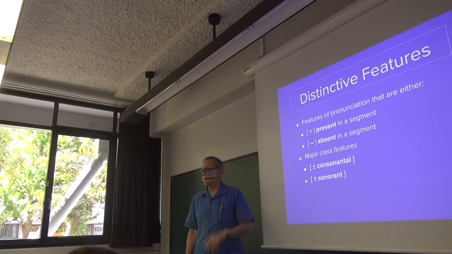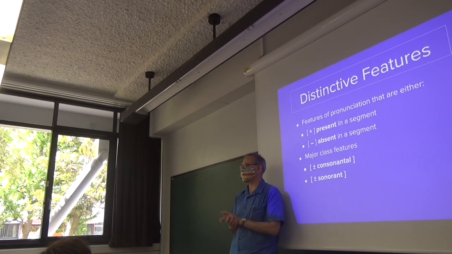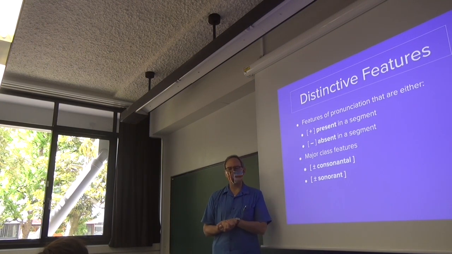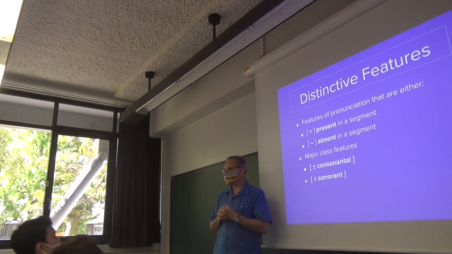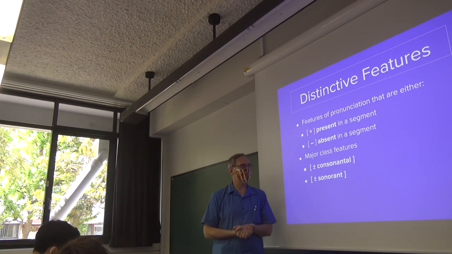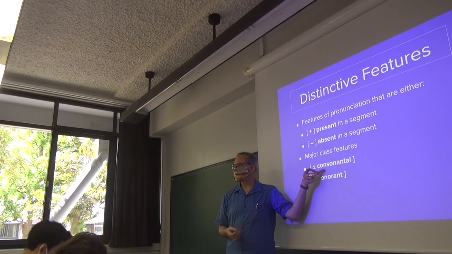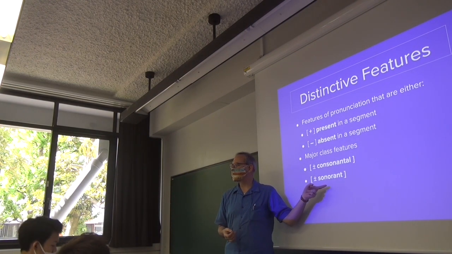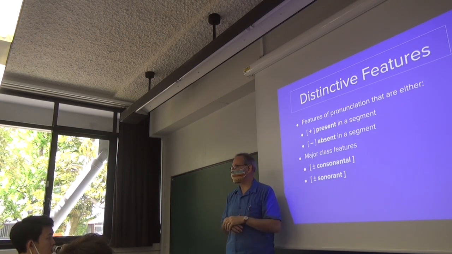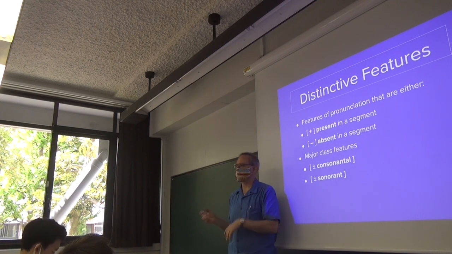The first two important ones are referred to as major class features. And the reason they're called major class features is they distinguish the segment classes. They are used to distinguish the sets of segments that share similar degrees of sonority. And the two features are consonantal and sonorant. And so if you are plus consonantal, then it's a consonant. Not a vowel, but a consonant.